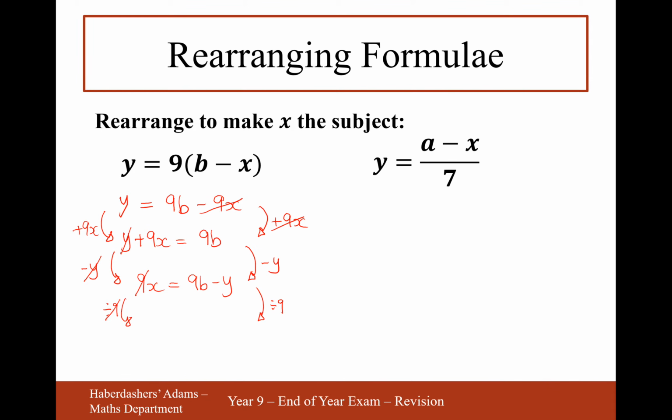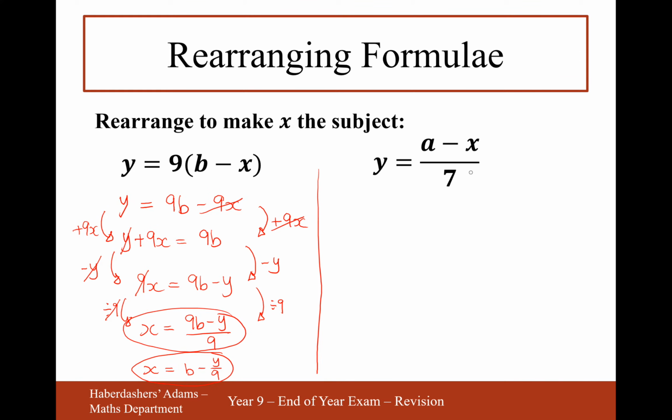That will cancel out the divide by 9 and the times by 9 to leave me with x equals 9b minus y divided by 9 as the final answer. You could have also had a very similar answer, which would have been b minus y over 9, which would have been absolutely fine as well. So both of these answers here are correct.